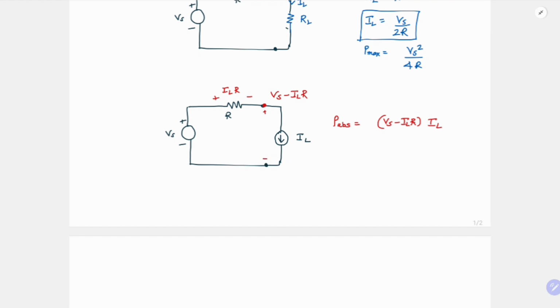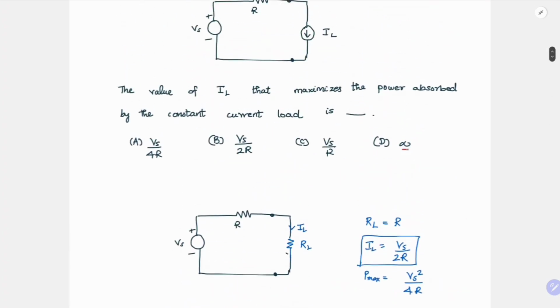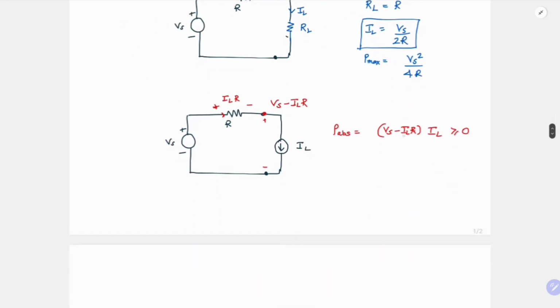So if you have any doubt, you can take the resistor case. Here the current flows from the positive to the negative terminal. So a resistor always absorbs power. But for a current source, it can be power absorbed or delivered. So we need to ensure that this is always greater than or equal to 0. That is why, if you see this option infinity, if you put infinity, this term goes to minus infinity, right? So minus infinity times infinity goes to minus infinity.